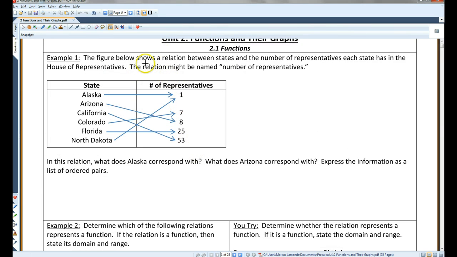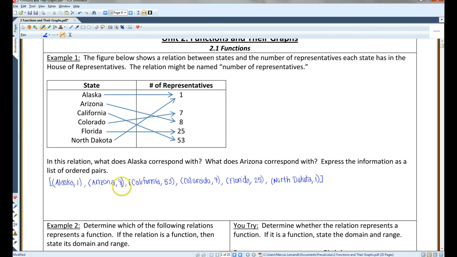Example 1. The figure below shows a relation between states and the number of representatives each state has in the House of Representatives. The relation might be named number of representatives. Basically, they just want to know if you can tell what number each state corresponds with. So, for example, Alaska corresponds with 1, Arizona corresponds with 8, North Dakota corresponds with 1, etc. I basically just listed all of these states with their corresponding number.